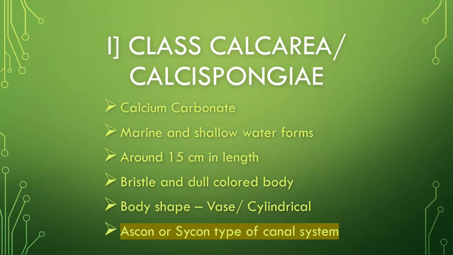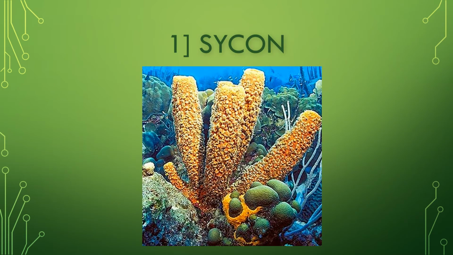This class includes calcareous sponges in which the skeleton is composed of calcium carbonate spicules. Second point, they are exclusively marine and shallow water forms. They grow up to 15 centimeter length. They have dull color and bristly body surface. They exhibit vase or cylindrical body shape.